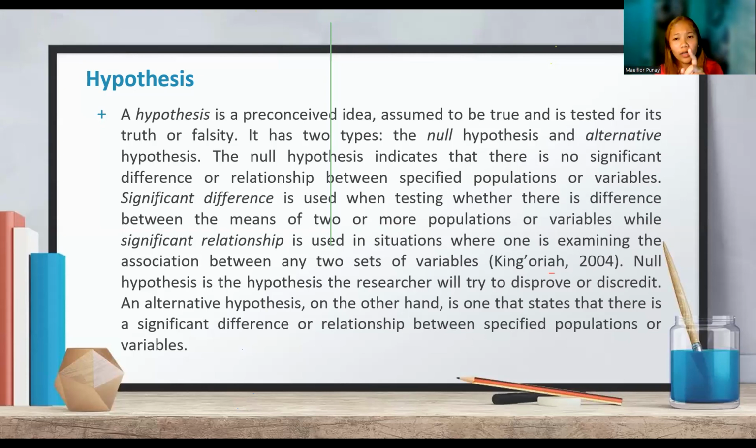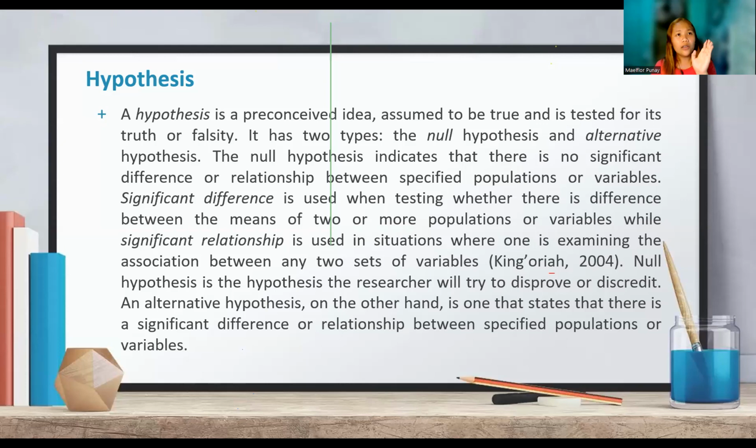You put there, for example, that there is a significant relationship between the mathematical academic performance of the STEM students and their grades in general mathematics. Excuse me. You are going to disprove or discredit it. So there is no significant relationship or no significant difference. Meaning your grades in general mathematics do not affect your academic performance as a STEM student. That is just an example.